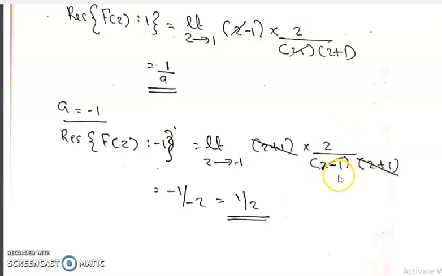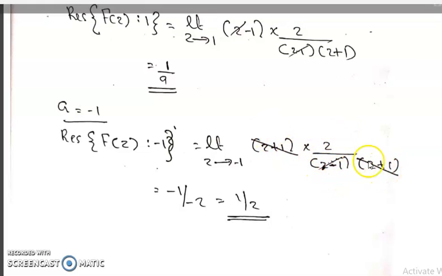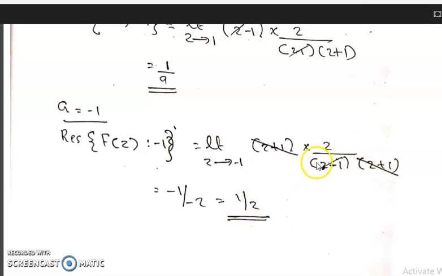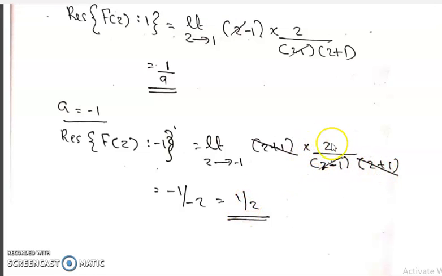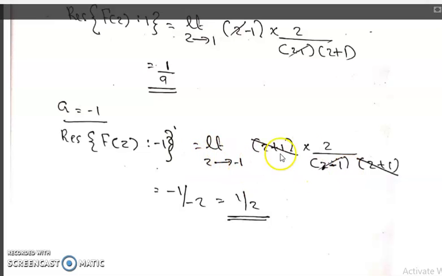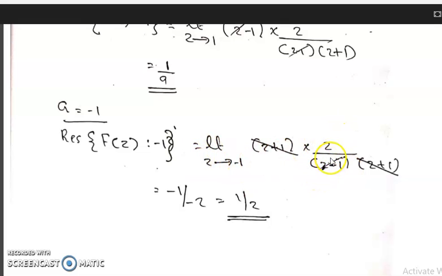Z by z minus 1 into z plus 1. So here z plus 1 will be eliminated, leaving z by z minus 1. Z is minus 1, so minus 1 by minus 1 minus 1, that is minus 1 by minus 2, which is 1 by 2.